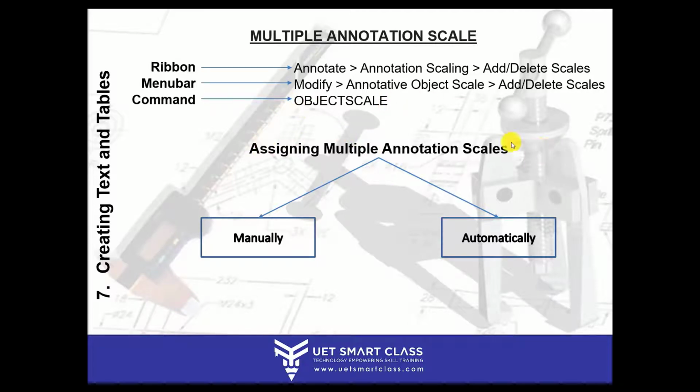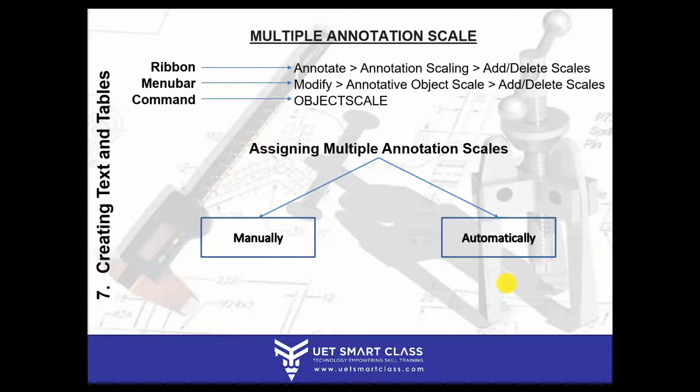So how can you assign these multiple annotation scales to a single object? Manually or automatically. Okay? So basically, the purpose here is this multiple annotation scale enables you to display or print the same annotative object in different sizes. Okay? So when you apply 2 to 3 annotation scales to a single object, you can print the same object with different sizes. Okay, but the printing would be done only on the current annotation scale. That is there in your status bar. The current annotation scale is as of now 1:1, so it will scale on 1:1.